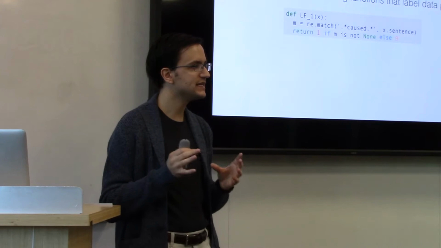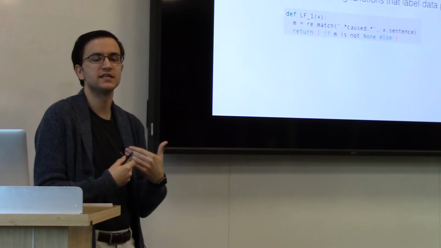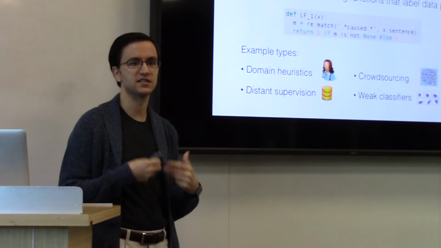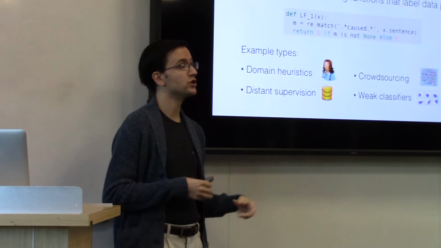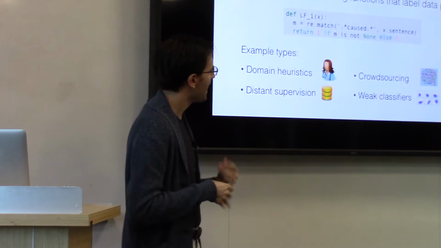And this really simple idea that we can encode these heuristics as little snippets of code actually generalizes a lot of ways that people have thought about teaching machine learning models. It can capture a lot of things, some of which you might already be familiar with, all these domain heuristics that you can encode as things like regular expressions. People who've worked on machine reading might be familiar with distant supervision, where you use an existing knowledge base to supervise a machine learning model. You can also write distant supervision as labeling functions. We'll talk about that.